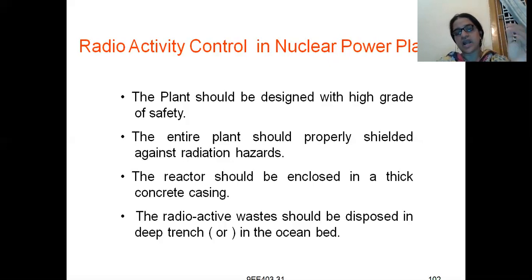The reactor should be enclosed in a thick concrete casing. The nuclear reactor vessel should be lined with a thick concrete casing. For a nuclear furnace, whatever they use, the outer layer should be made up of thick concrete. The radioactive wastes should be disposed of in a deep trench or in the ocean bed.